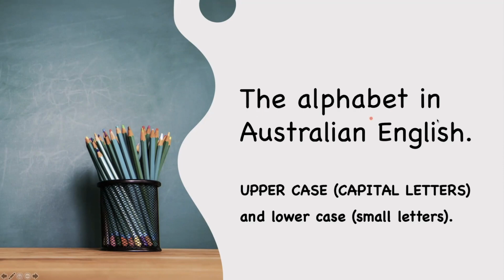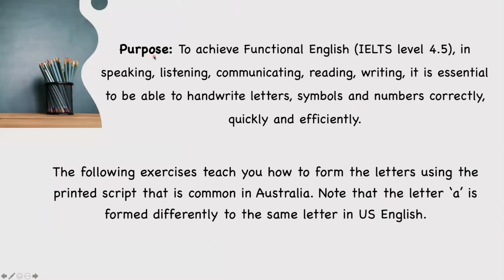The alphabet in Australian English: uppercase, capital letters, and lowercase, small letters. The purpose is to achieve functional English at IELTS level 4.5 in speaking, listening, communicating, reading, and writing. It is essential to be able to handwrite letters, symbols, and numbers correctly, quickly, and efficiently.